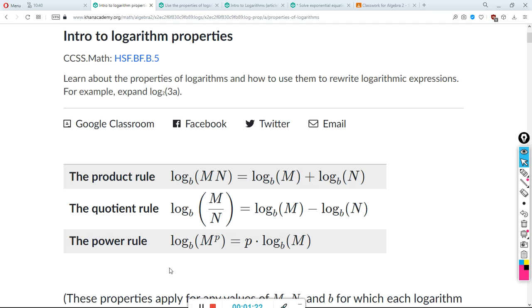Okay, and the power rule. If you're taking the log of something raised to an exponent p, you can take that exponent p and move it out front. So that's what they did here. The log of m to the power of p equals p times the log of m. You just take that exponent and move it out front.